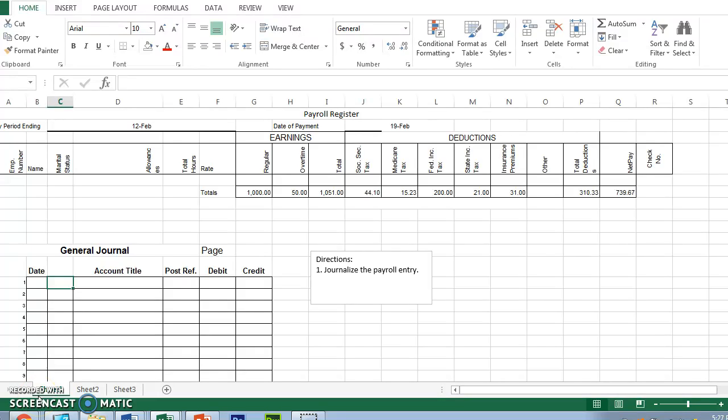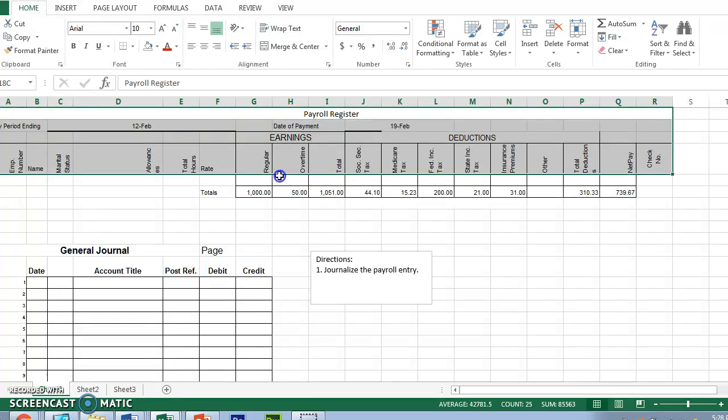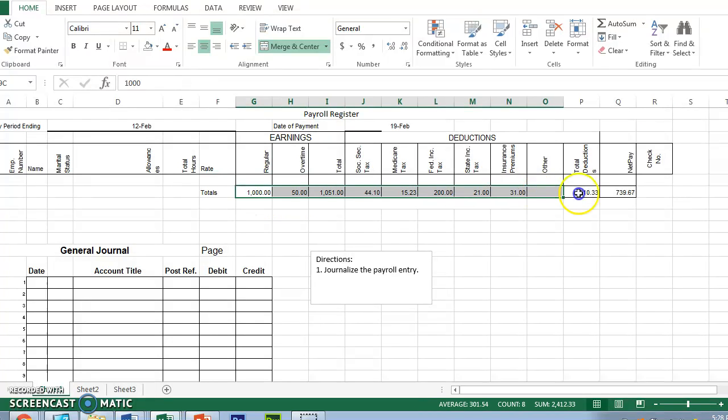Chapter 13, Objective 1. We're going to journalize the payroll entry. In Chapter 12, you had to prepare the payroll register. So this was your job. Now we have to actually journalize it and get it into our books. So we're going to focus on the bottom portion of the payroll register, and we're going to look at the totals and actually journalize those totals.